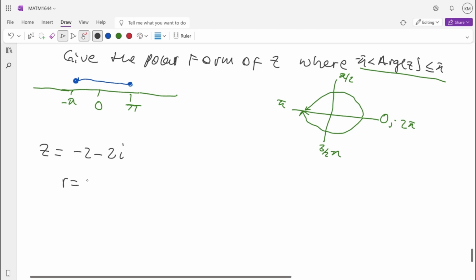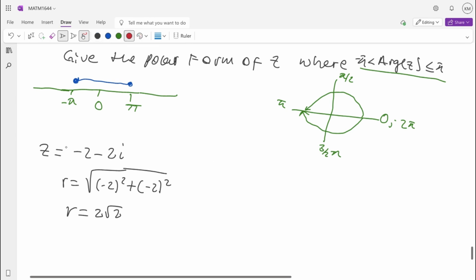First, we can find the modulus. The modulus will just be the square root of minus 2 squared plus minus 2 squared. So this implies that our modulus is equal to, this is 4, then also that is 4. So 4 plus 4 is just going to be 8. So we're going to get our r as 2 root 2. That is r. Then from there, now our aim is to find theta.